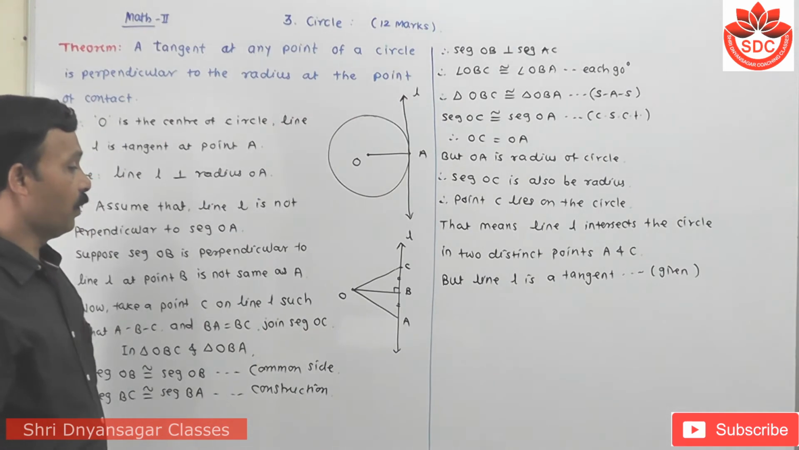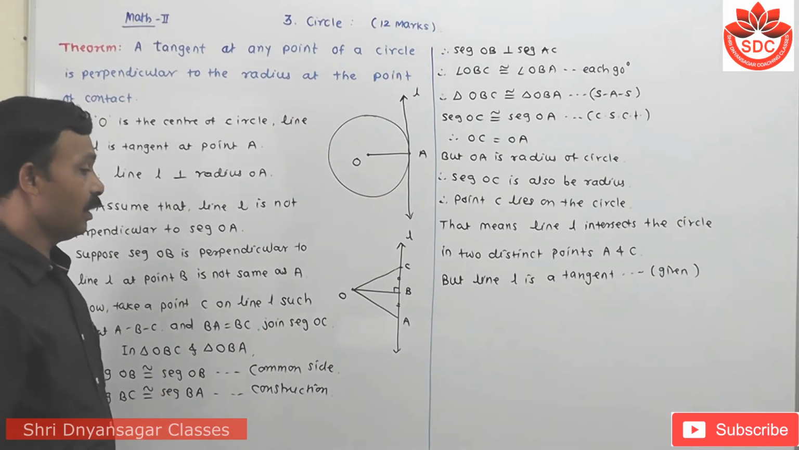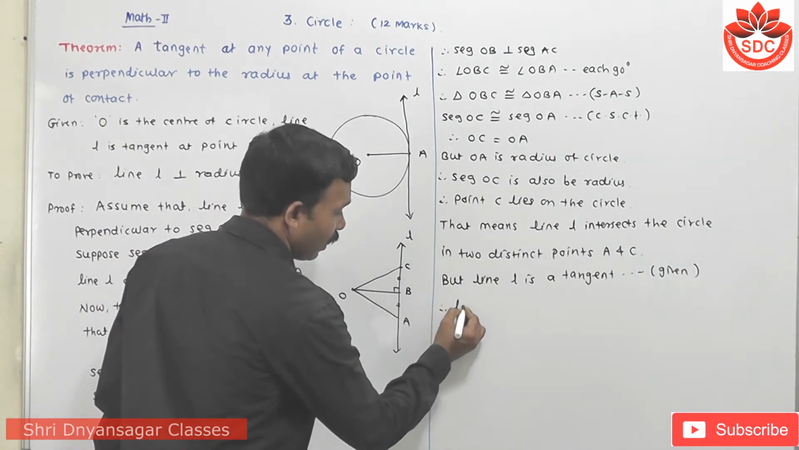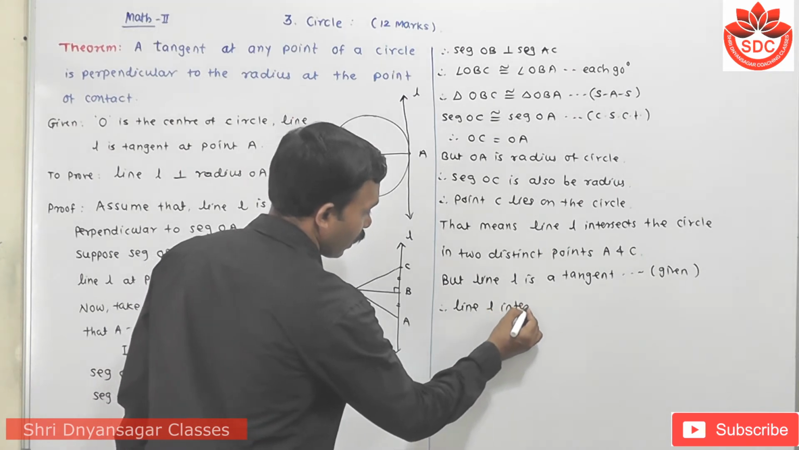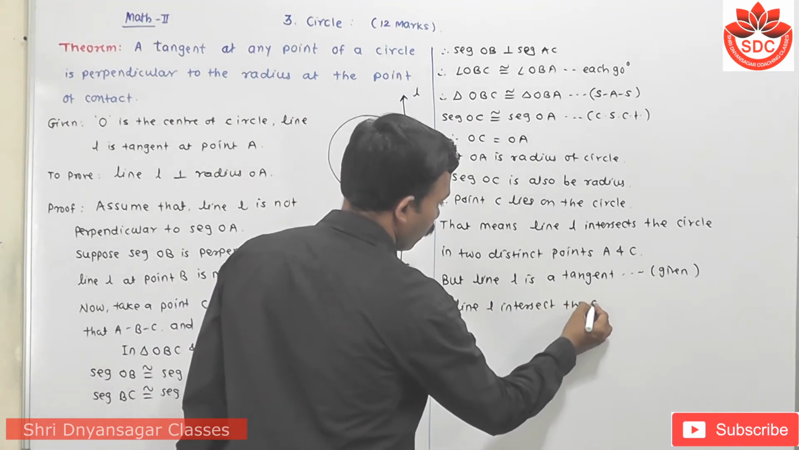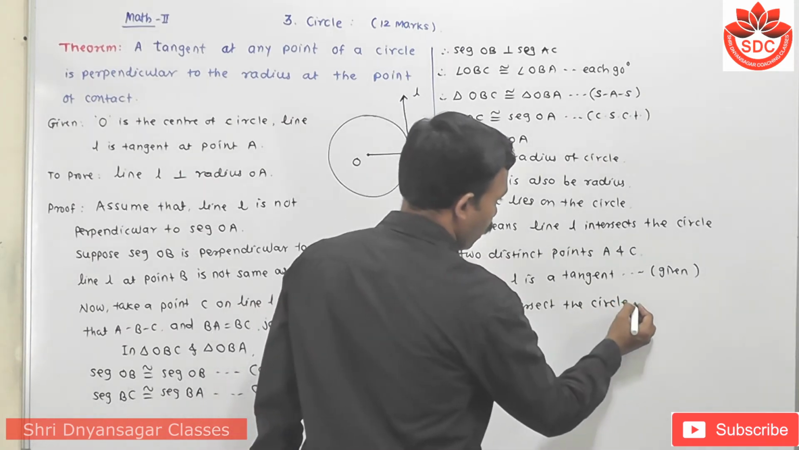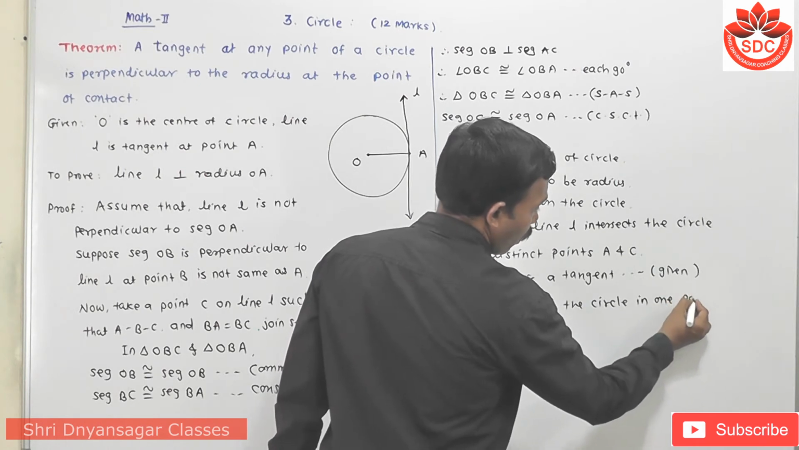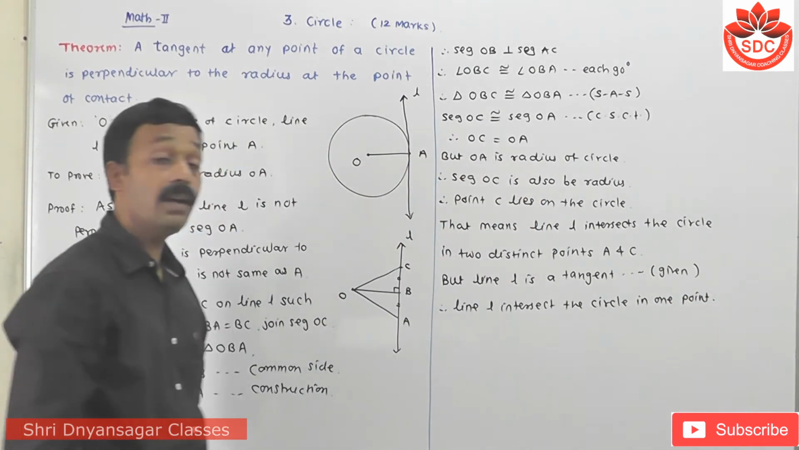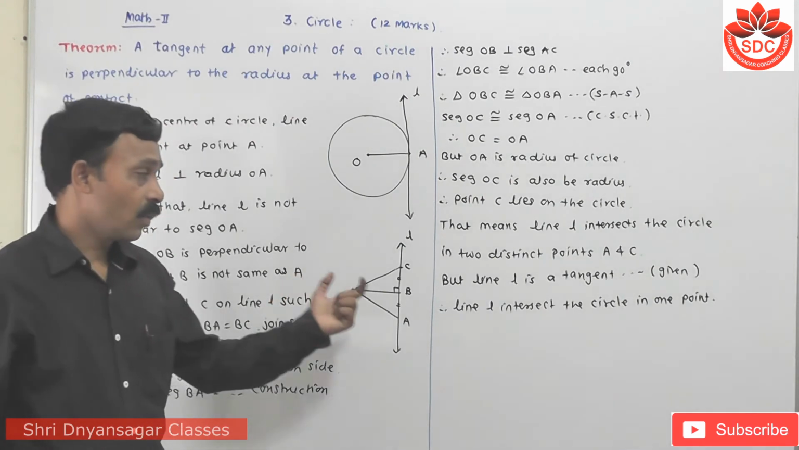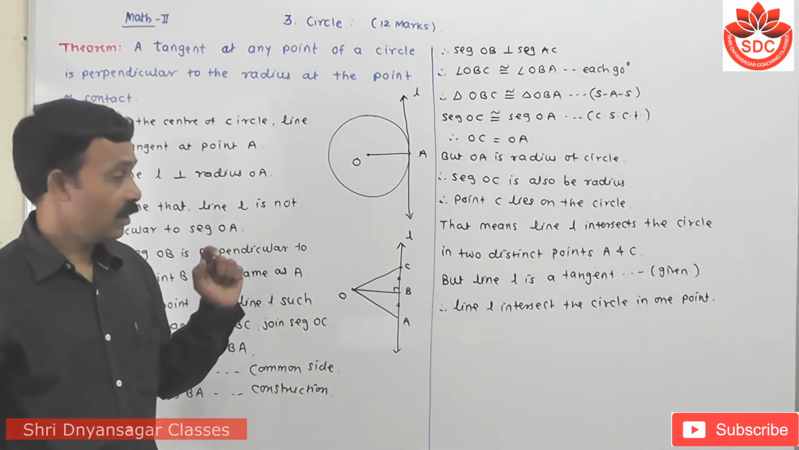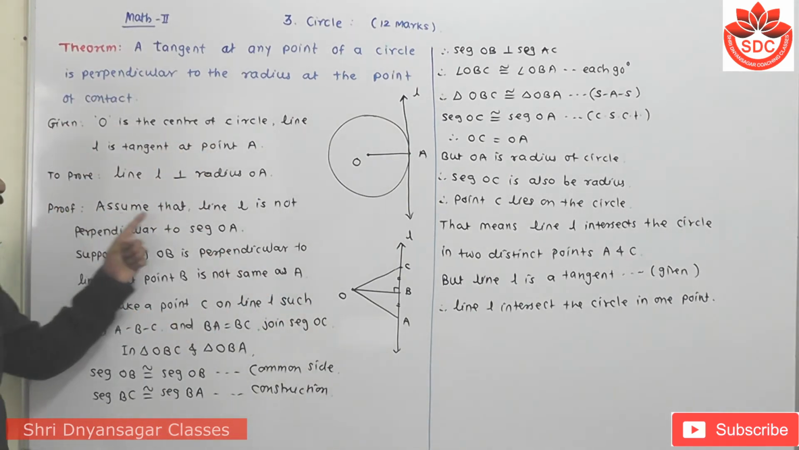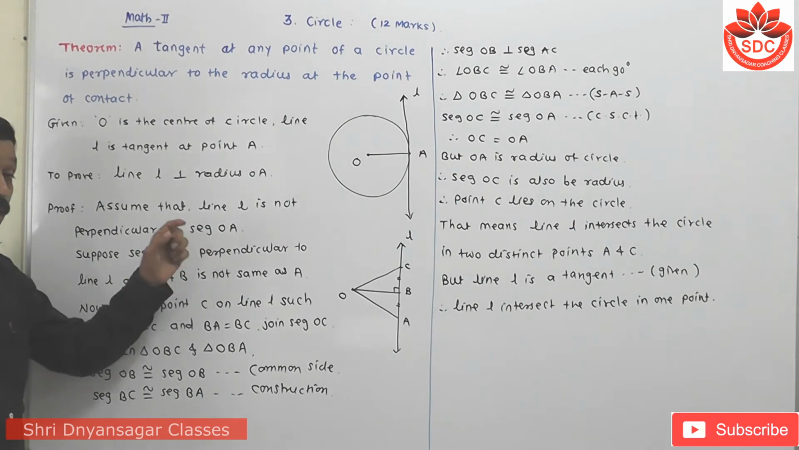Now, therefore, it intersects the circle in one and only one point. Therefore, the line L intersects the circle in only one point. Only one point means in one point. This contradicts the definition of the tangent. This is our assumption. We have assumed that the line L is not perpendicular to segment OA, which is wrong.